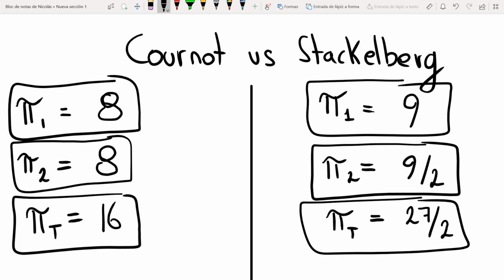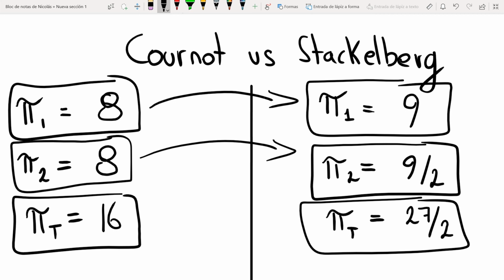What can we conclude from here? We can conclude that the Stackelberg model in this case benefited the most firm 1, or the leader, which was Boeing. How can we know that? Because its profit increased from 8 to 9, and the profit of firm 2, or of Airbus, decreased from 8 to 4.5.